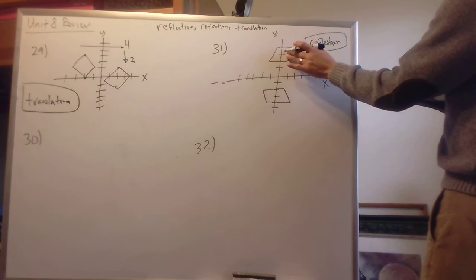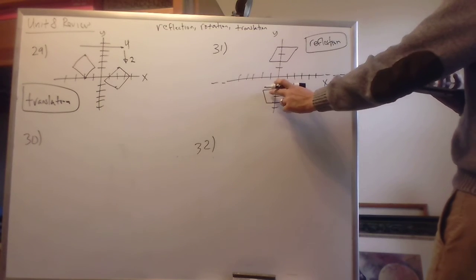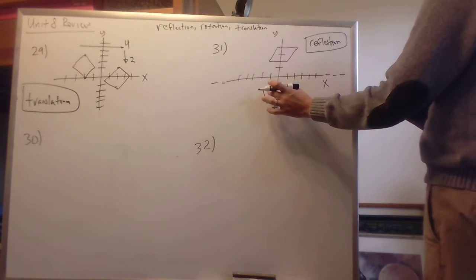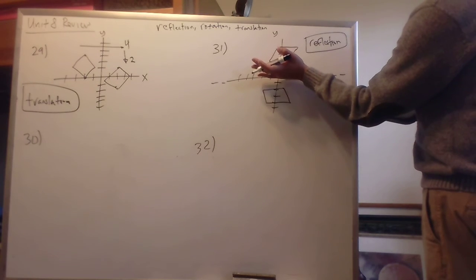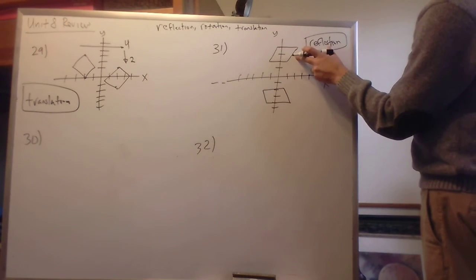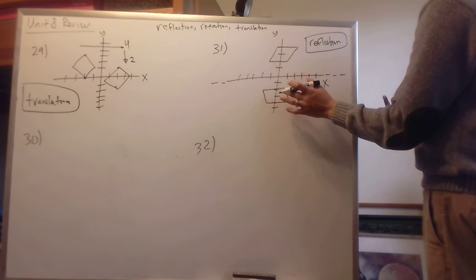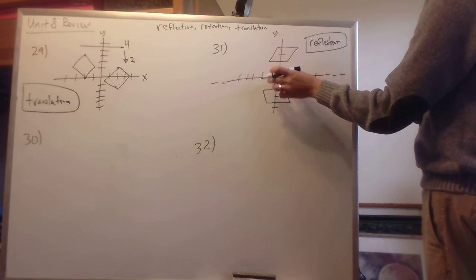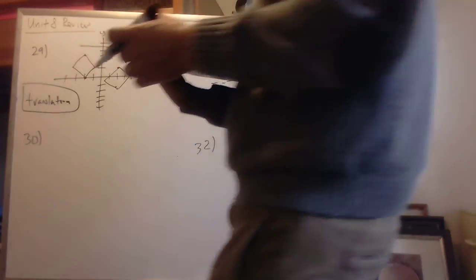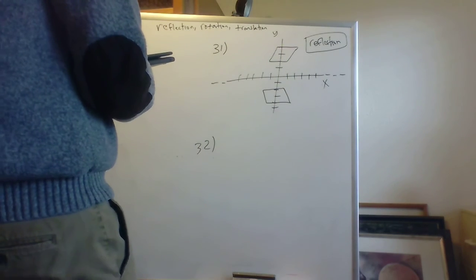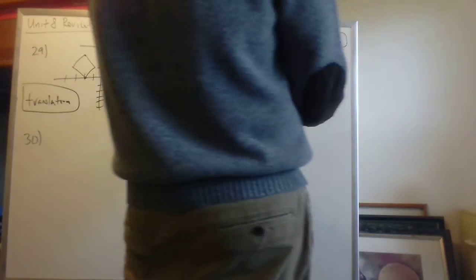So if we were to take this on a piece of paper and fold it over the x-axis, it would basically land on top of each other. But essentially, it's like a mirror image. If you were to hold a mirror up right here and the x-axis was the mirror, it would be a reflection. Notice how it's like a mirror image of the shape. That's why it's a reflection. And that was number 30.